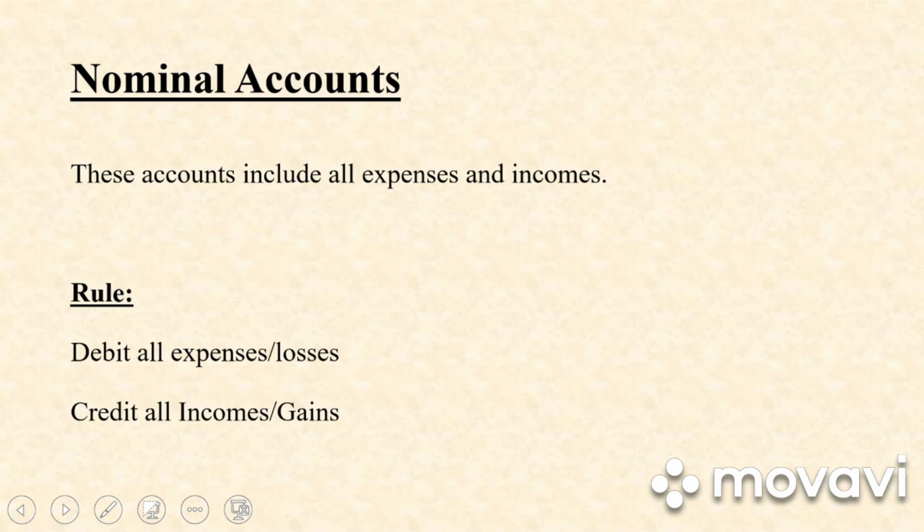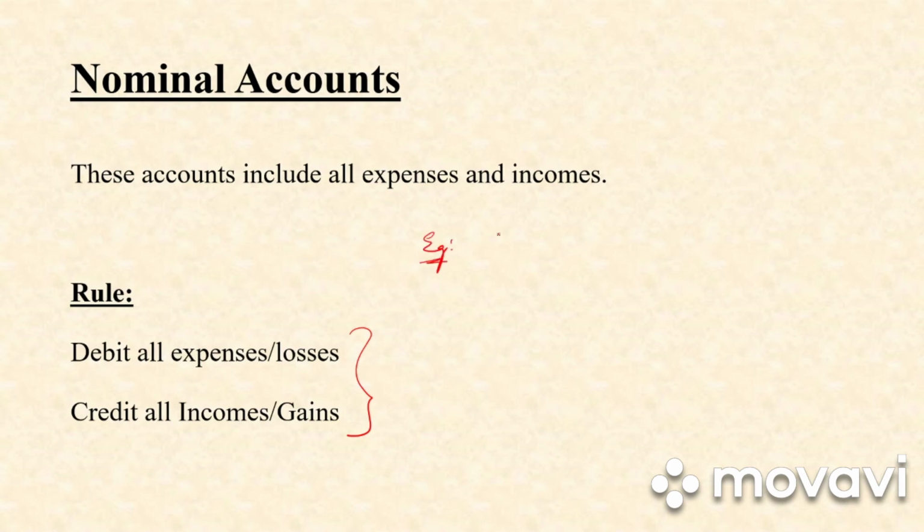Last we have nominal account. These accounts will include all expenses or income. Say salary paid, salary received, rent paid, rent received. All these become our nominal account. So what is the rule? Debit all expenses or losses, credit all income or gain.